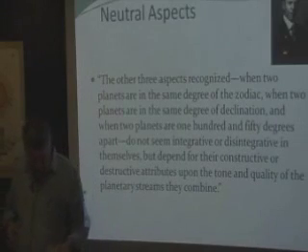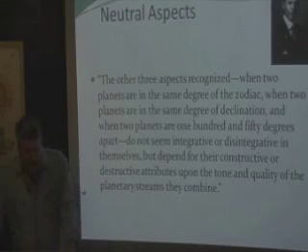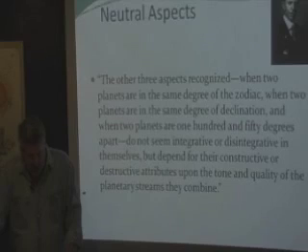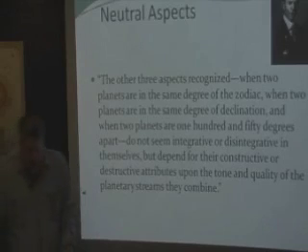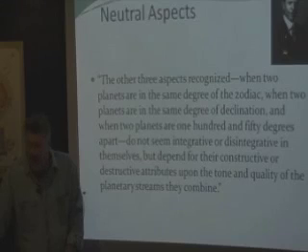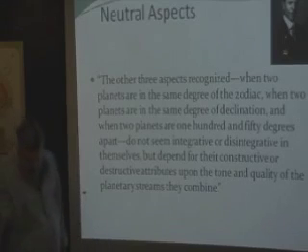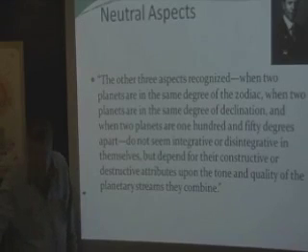What else does it say? The other three aspects recognized, when two planets are in the same degree of the zodiac, when two planets are in the same degree of declination, and when two planets are 150 degrees apart, do not seem integrative or disintegrative in themselves, but depend for their constructive or destructive attributes upon the tone and quality of the planetary streams they combine. Don't think anyone could say that better. Now, is that one sentence? Amazing. One paragraph, one sentence.